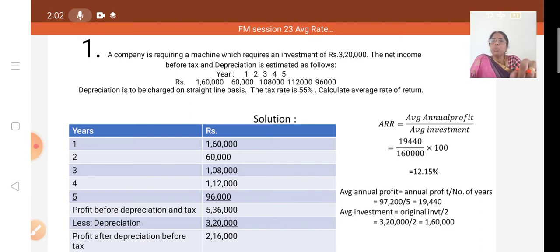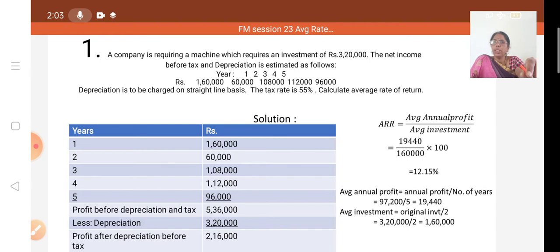Let us work out some more problems on accounting rate of return, that is the traditional method, today. Now, what is this traditional method? This method considers the earnings of the project and its economic life. It is based on the conventional accounting concept.